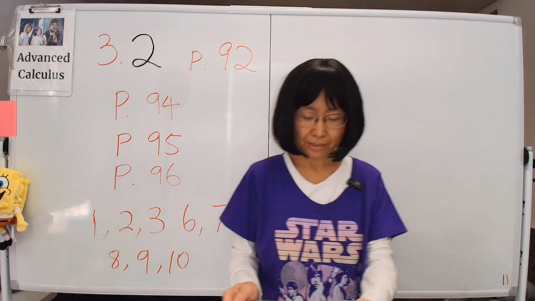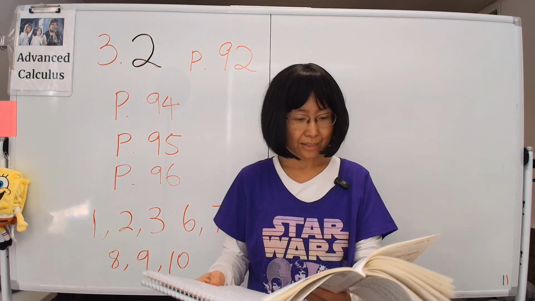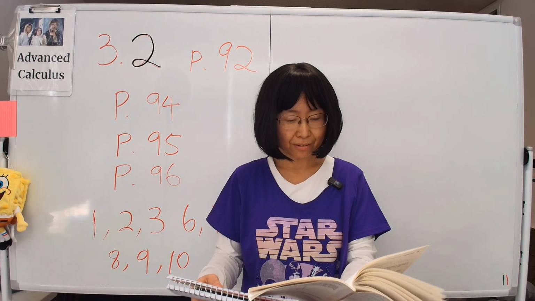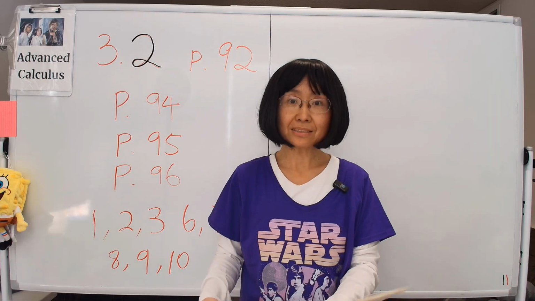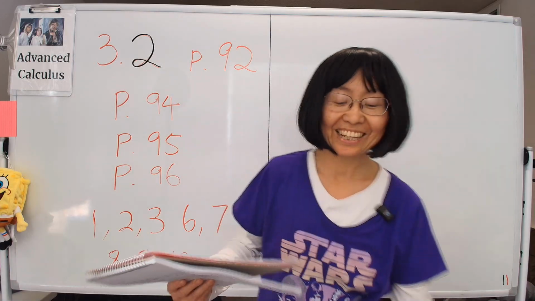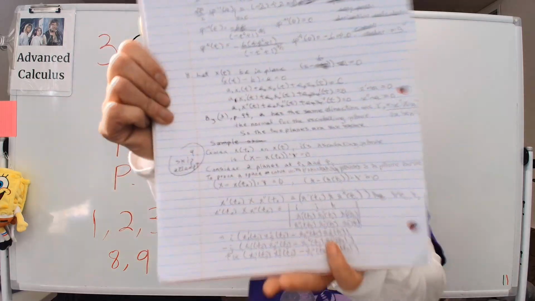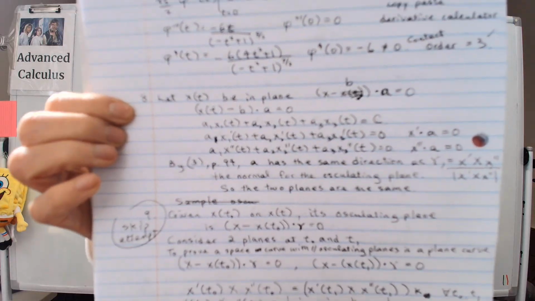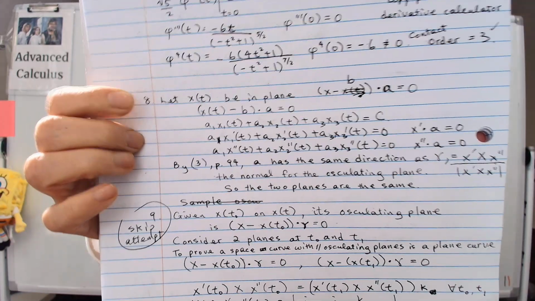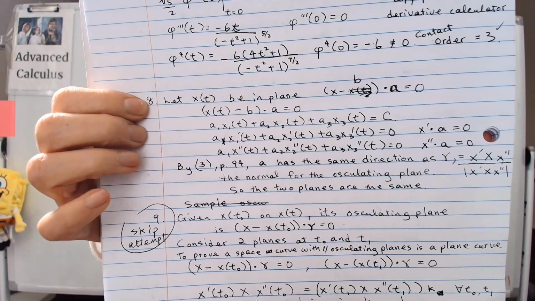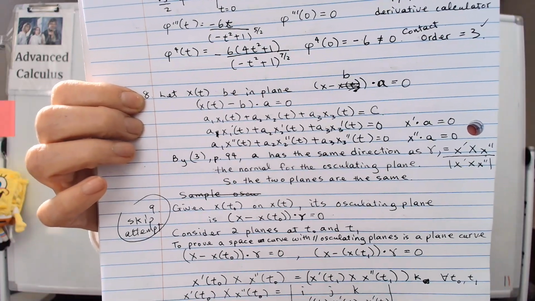Next, let's consider problem 8. That is, show the osculating plane of a plane curve is the curve's plane. Well, all right, that sounds interesting. So I have let x of t be in a plane, okay, being that it's a plane curve, and we'll call it the plane (x minus b) dot a equal to 0.